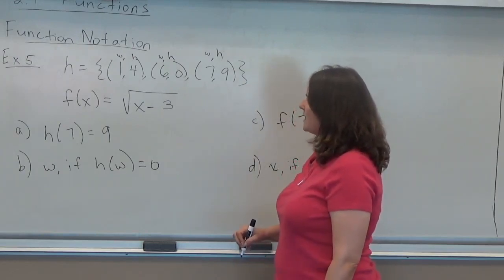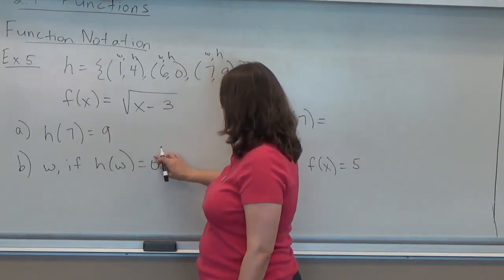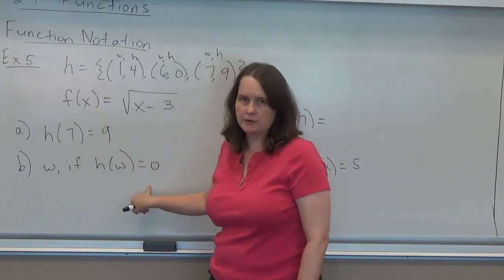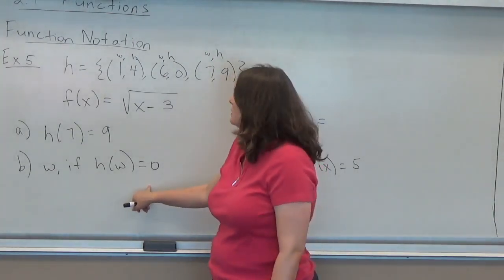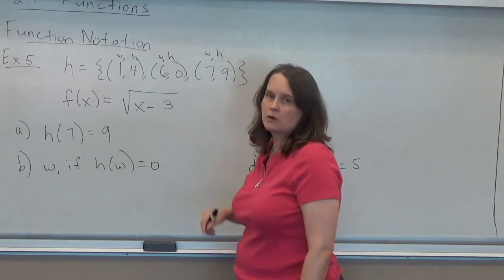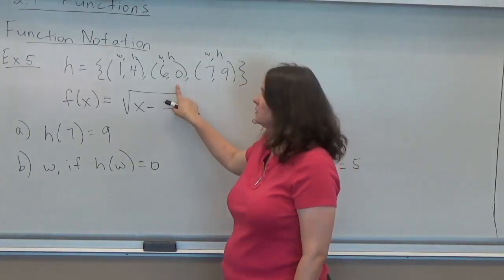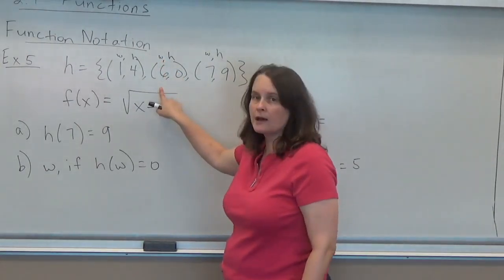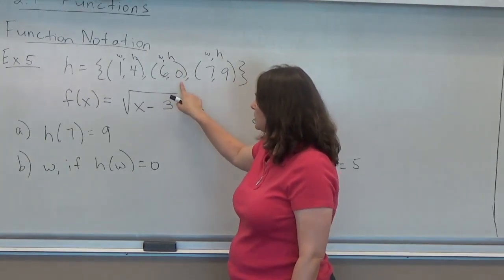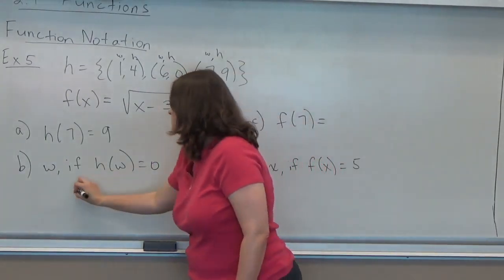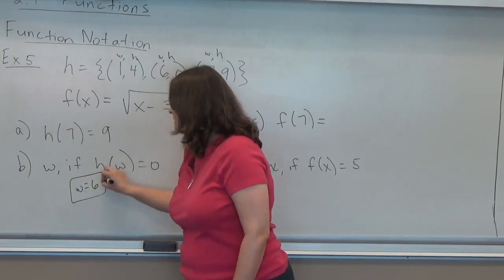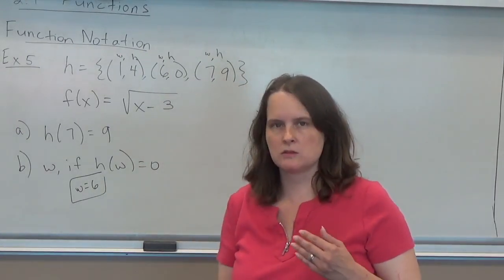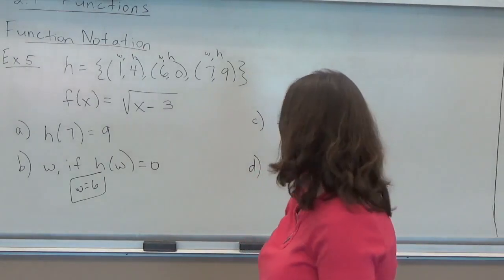So I'm asked to find w if h of w is equal to 0. So I'm going to the h function. If h of w equals 0, that means y equals 0, or you think of that as your second coordinate. So find the ordered pair where the second coordinate equals 0. And that would be this one. We're asked to give the w, which is the first coordinate in that situation, so that would be like your x. Because your y value is 0, your x value is 6. So w equals 6. It's not anything fancy going on there. They've just used new labels for everything, and you've got to know which one is your x and which one is your y.